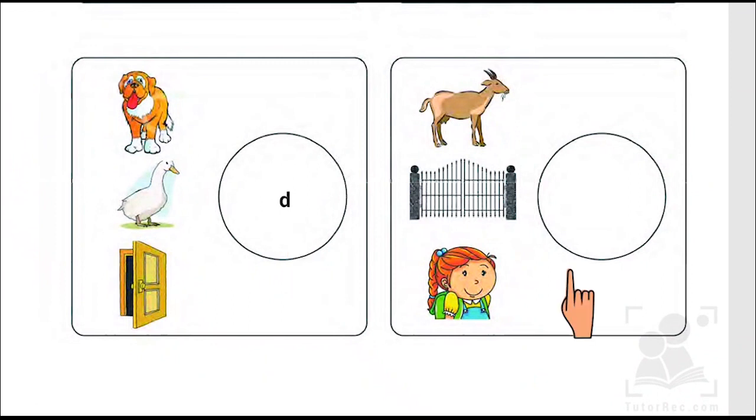In the next box we have goat, gate, girl. Goat, gate, girl. And these three words start with the letter G. That sounds like G.